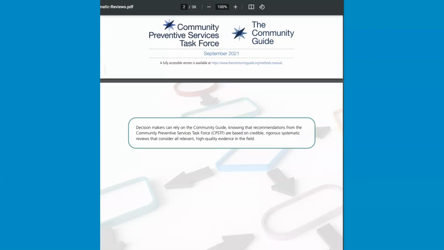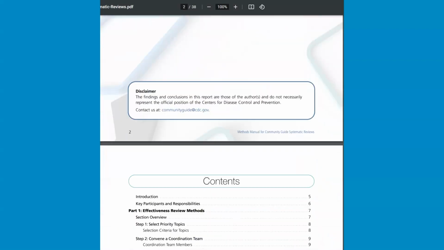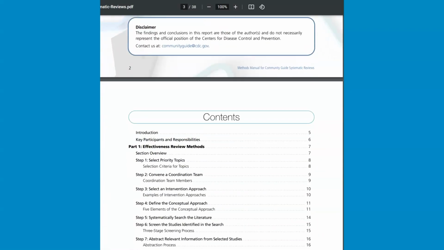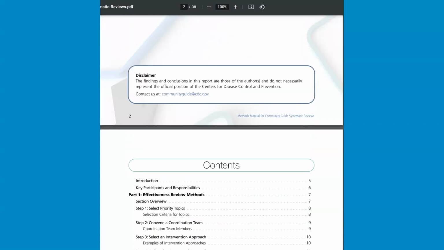And they put together this wonderful, succinct guide, community guide, 40 pages, which allows decision makers to know the recommendations, and then based on this evidence-based approach to create interventions that will then be applied to the community.